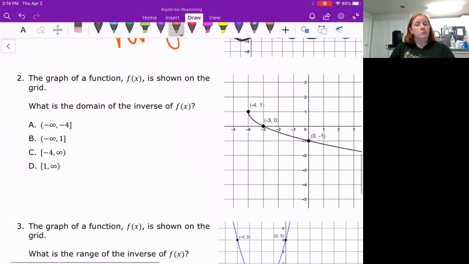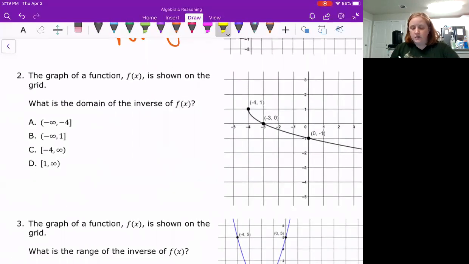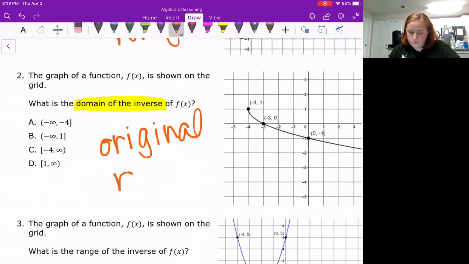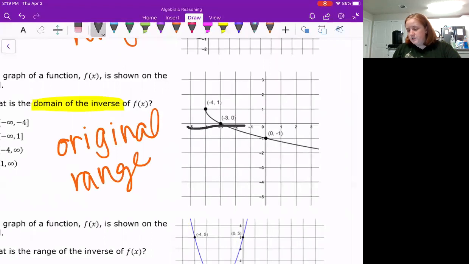So let's try number 2. So again, domain of the inverse. So that wants the original range. So I don't want to look at any of these x numbers. I'm only focusing on the y's. So let's see what we have here. Low point or a high point? Does it have a bottom or a top? This time our graph has a top, which matches with a +1.